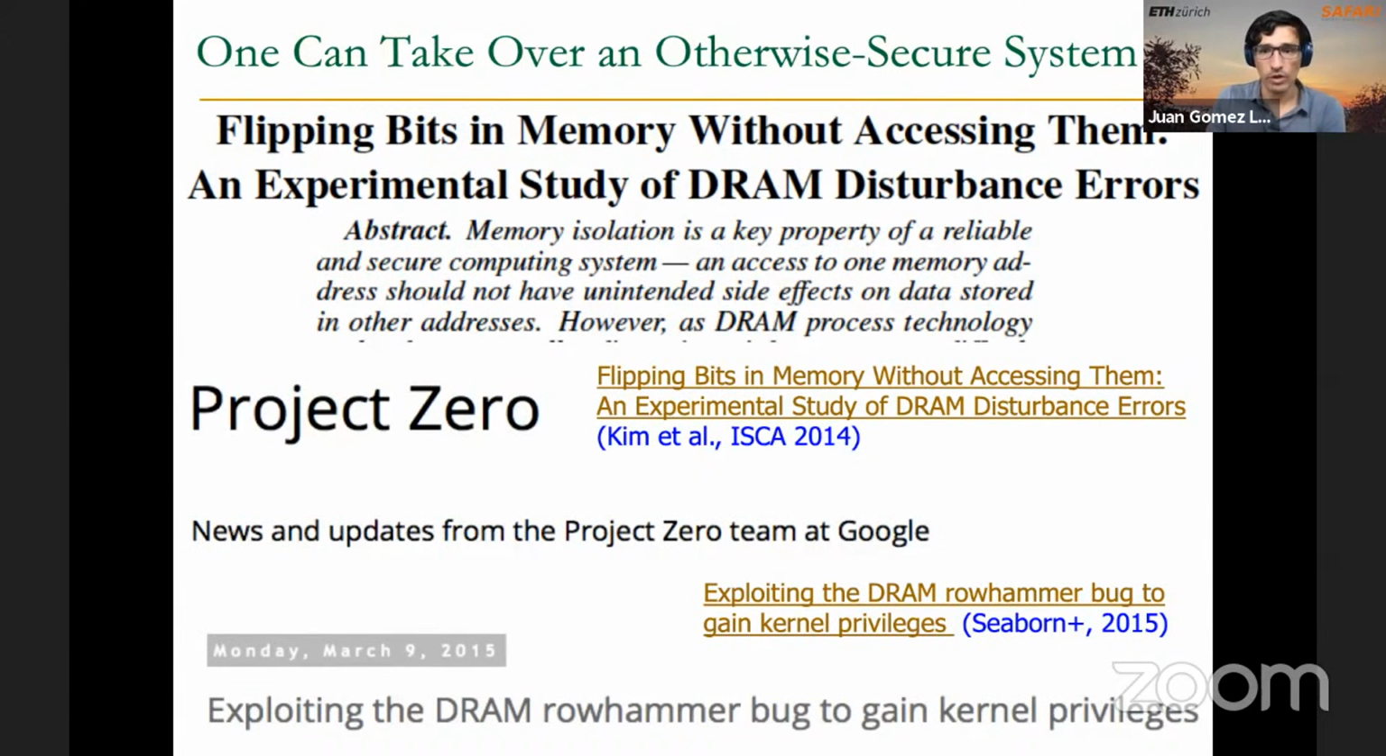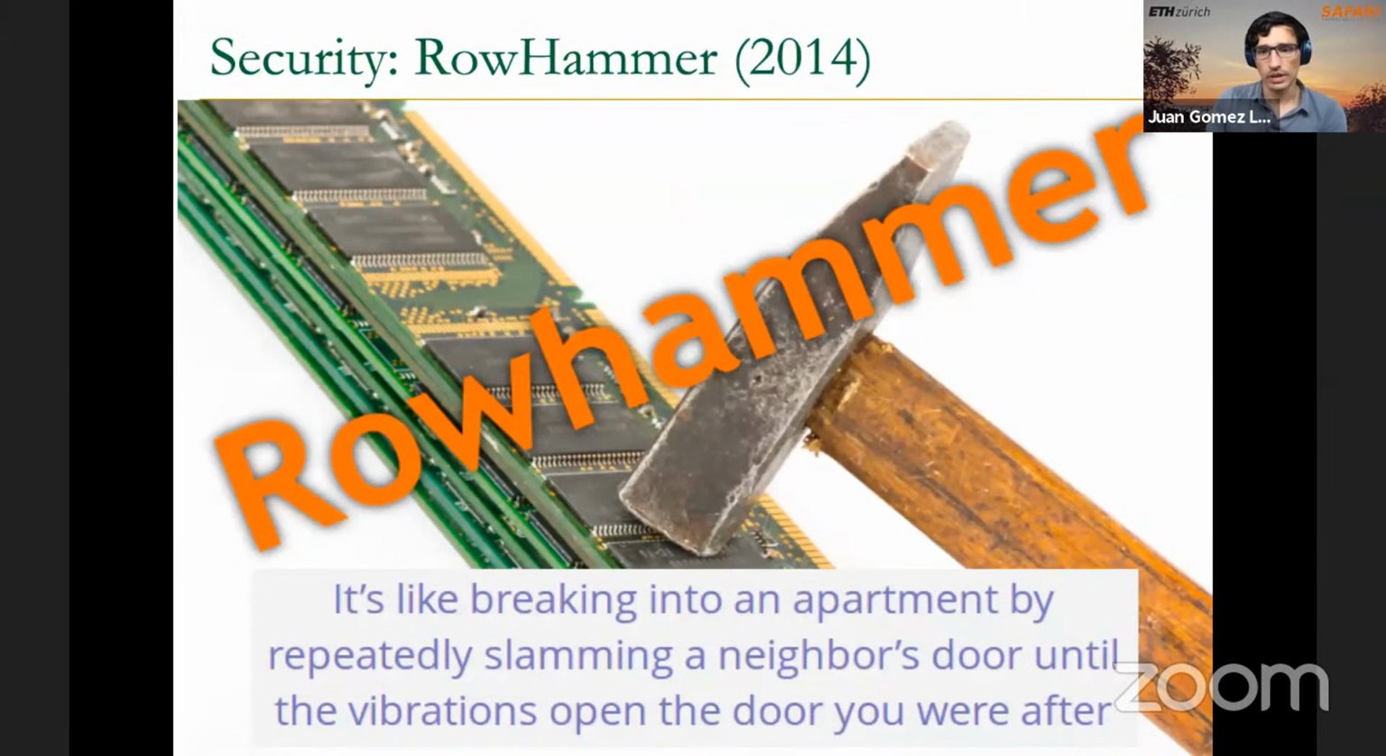And that's what happened a few months after the publication of the ISCA 2014 paper: the Project Zero team at Google even improved the original assembly code that was used to test RowHammer, and by exploiting this RowHammer bug, they were able to gain kernel privileges. This is not the only work that has done that, as we can see in later slides. One famous hacker wrote this cool sentence about the RowHammer phenomenon: it's like breaking into an apartment by repeatedly slamming a neighbor's door until the vibration opened the door you were after, right? I think it's a very good analogy.